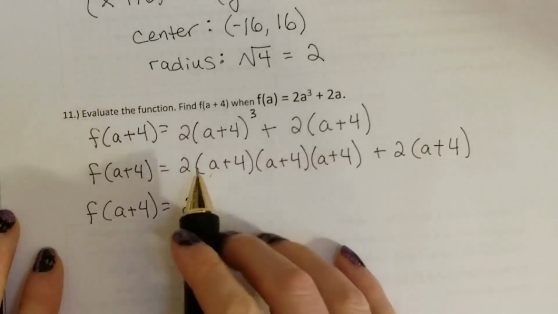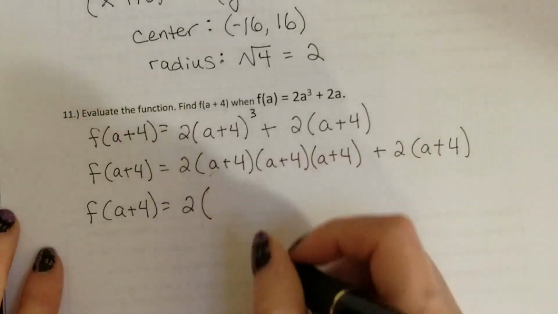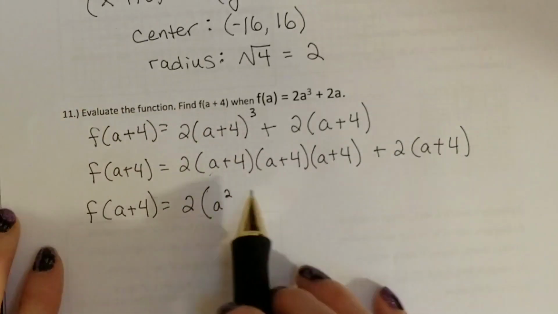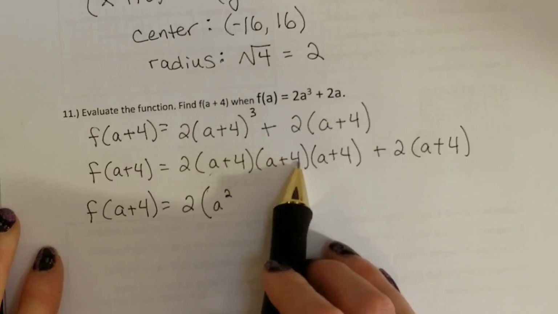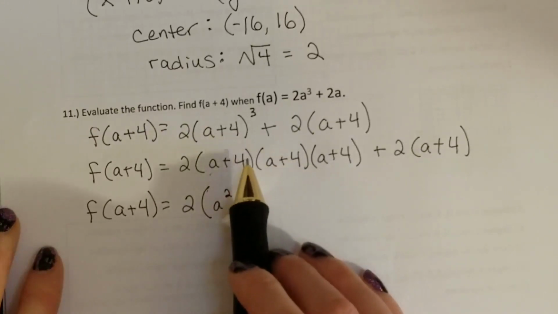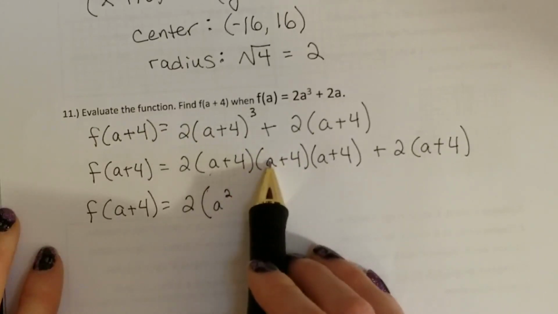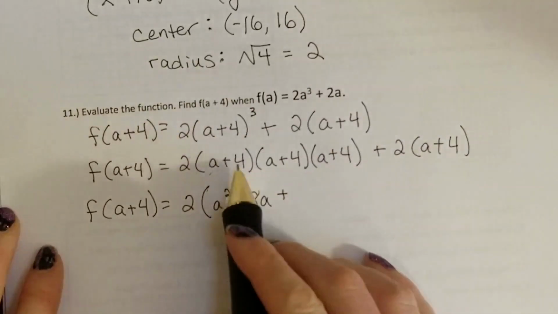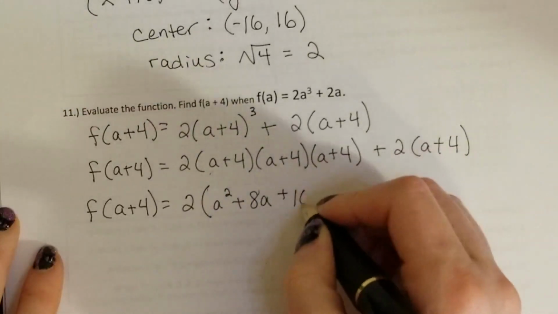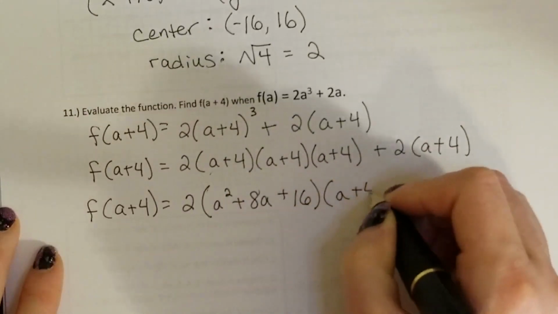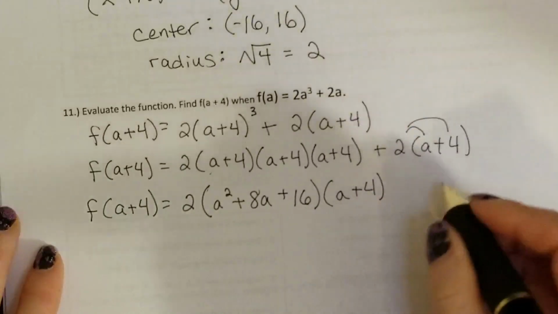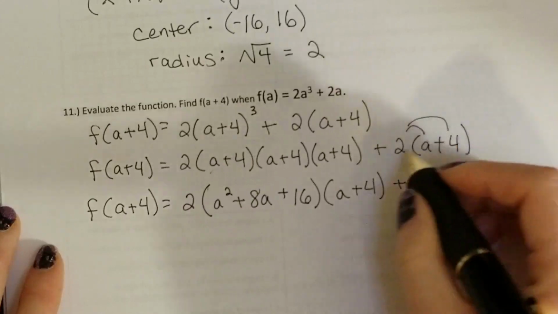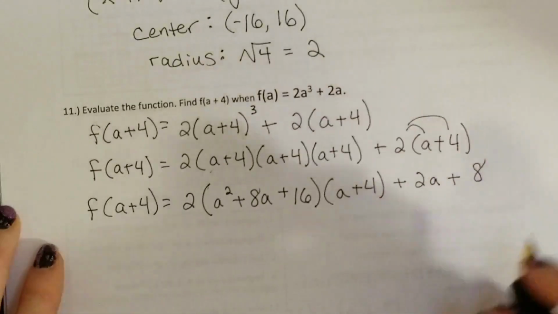Okay, so we're going to leave the 2 out on the front. So a times a, that would be a squared. Now the middle: a times 4 is 4a, and then a times 4 is 4a. So 4a plus 4a, that would be 8a. And 4 times 4 is 16. And we'll go ahead and distribute right there. 2 times a would be 2a. 2 times 4 would be 8.